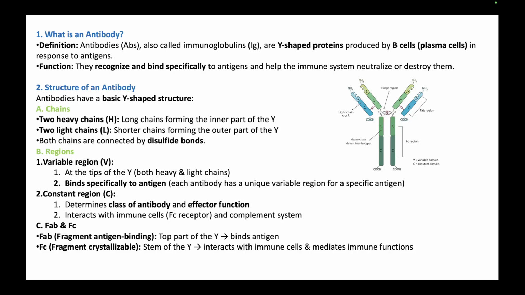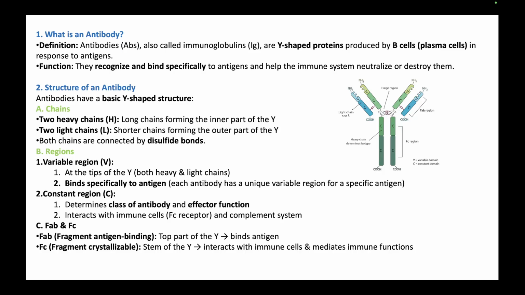So in response to B cell activation, they produce antibodies. These antibodies are called immunoglobulins. They are Y-shaped. They are produced by the B cells, specifically the plasma cells, in response to antigen, and their function is to recognize and bind specifically to antigen and help the immune system neutralize or destroy them.